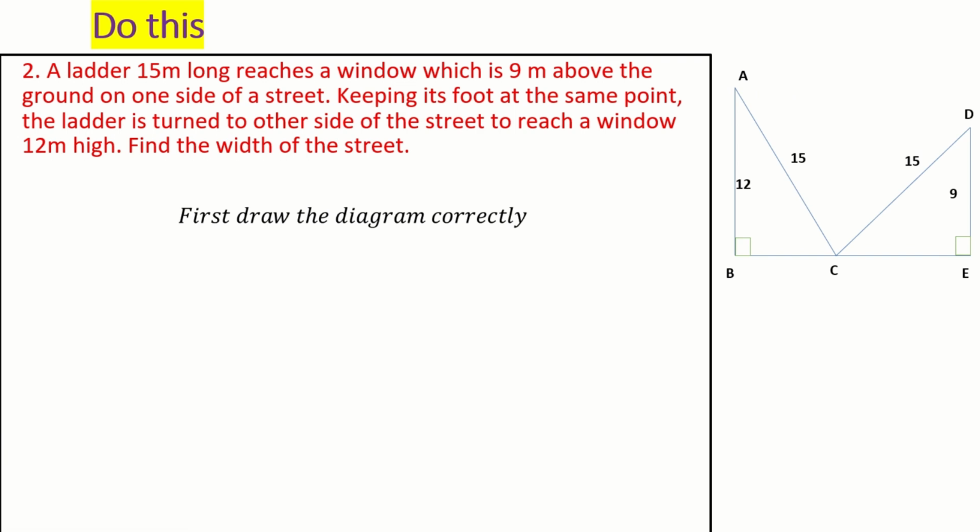Ladder is the same, right? Ladder length will not change, so that is still 15 meters. 15, 12, 15, 9. And the question is, what is the width of the street, which is BE? Correct? So you calculate CE and BC independently and then just add them. That's what we did. Applied Pythagorean theorem and just added them. 21 meters is the answer.